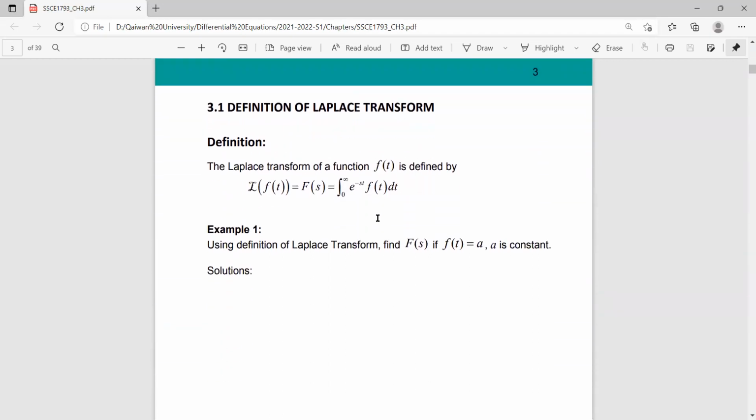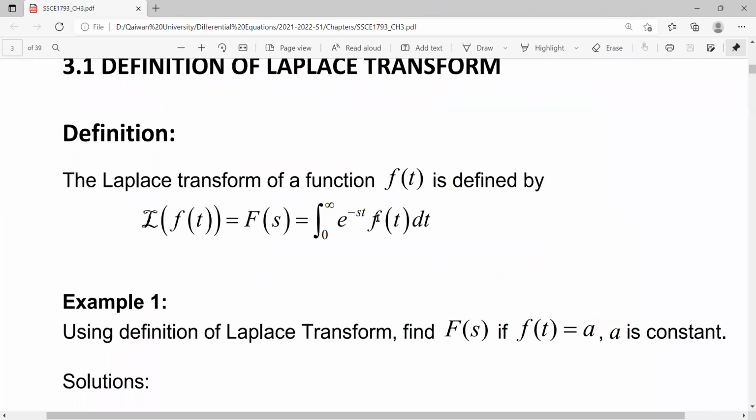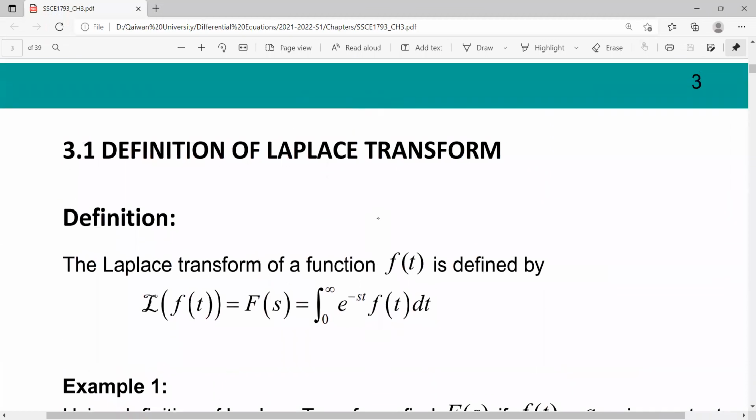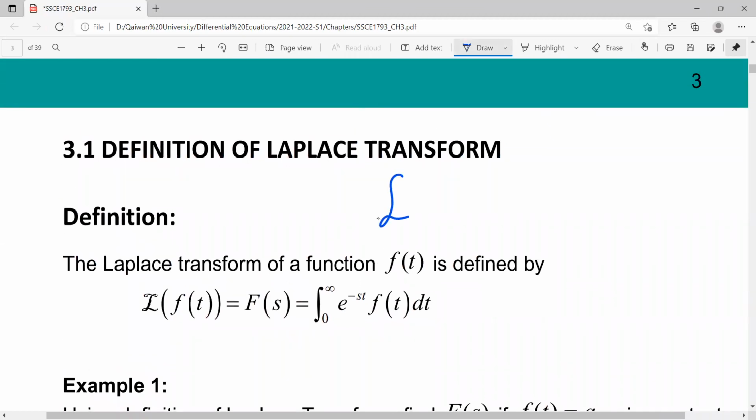In the first section, we have the definition of Laplace. We say the Laplace of a function f of t equals the integration of e to the power minus st, multiplying by the given function f of t dt, where t is from 0 to positive infinity.